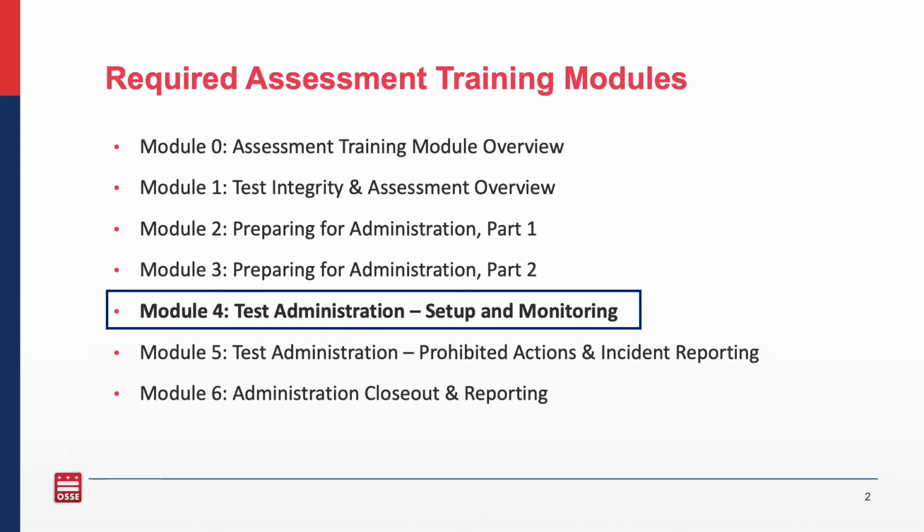Upon the completion of all training modules, LEA test coordinators will need to complete a quiz and certification form, verifying that they have viewed all content. A score of 80% or higher on the quiz will serve as official attendance and completion of the 2021 Test Security Training Series. In Module 4, we will cover test administration setup and monitoring. Please note that Module 5 also covers some aspects of test administration.